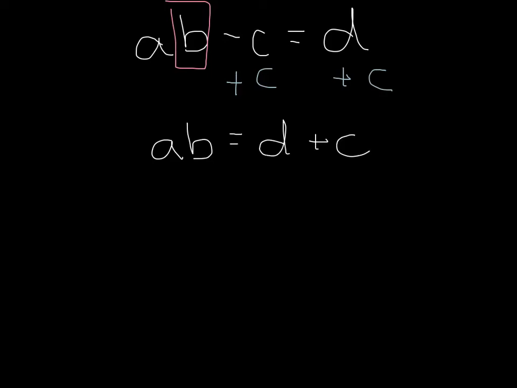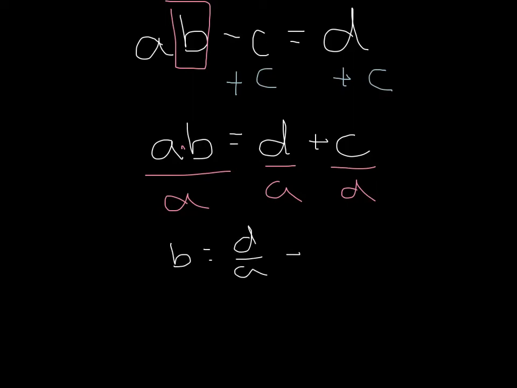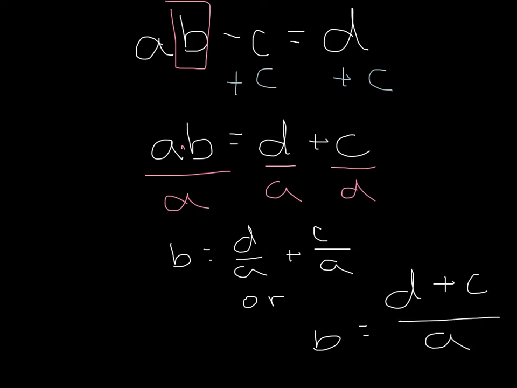Again, they're not like terms. Getting B by itself, it's A times B, so I want to divide everything by A. So I get the equation B equals D over A plus C over A, or I could just write that as B equals D plus C all over A.